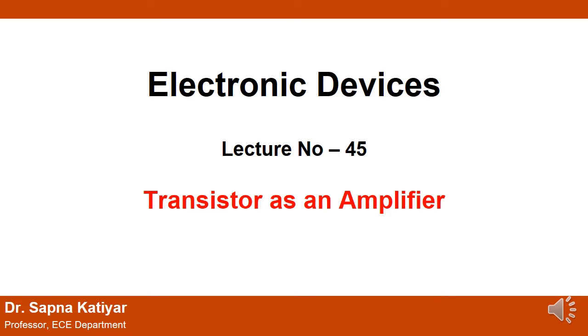Today's topic is transistor as an amplifier. You have already studied transistor. What is a transistor? A transistor is a single crystal of silicon or germanium, and it may be of two types, NPN and PNP. It has three regions known as emitter, base and collector. So in today's video I am going to discuss one of its major applications.